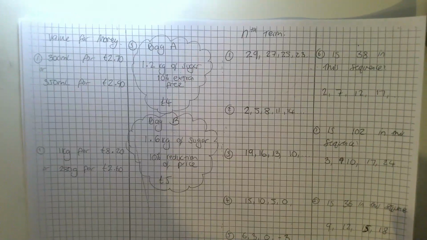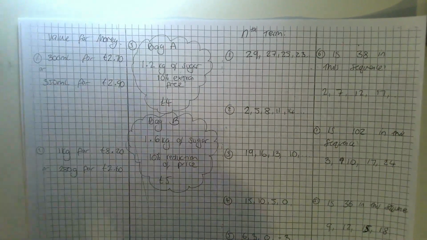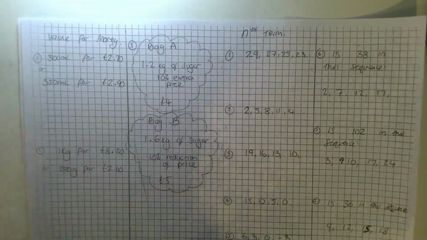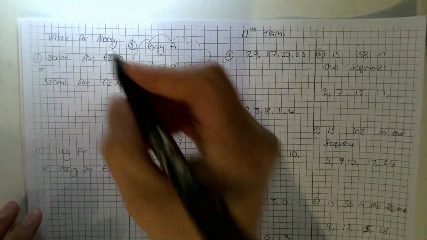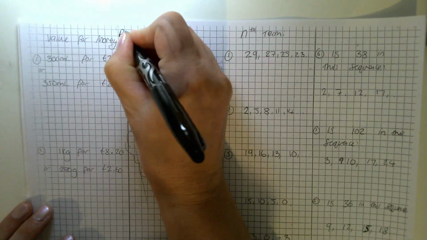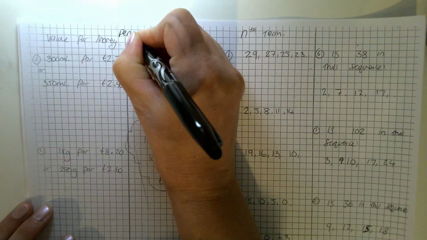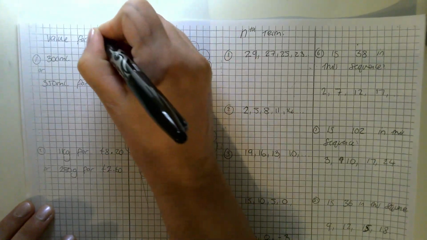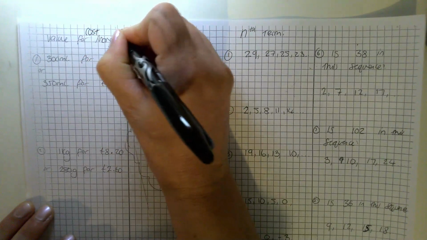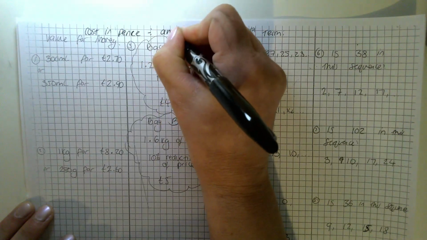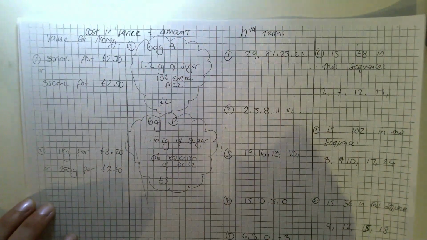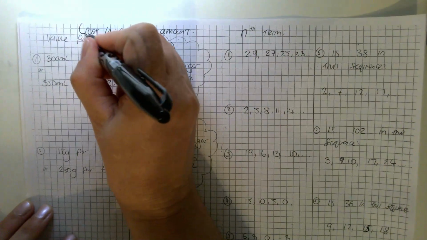Okay, so value for money. If it's in the calculator paper, the easiest thing to do is to do the cost in pennies divided by the amount. So if you've got a calculator, always do the cost in pence divided by the amount that you have. That's the easiest thing to do with a calculator.